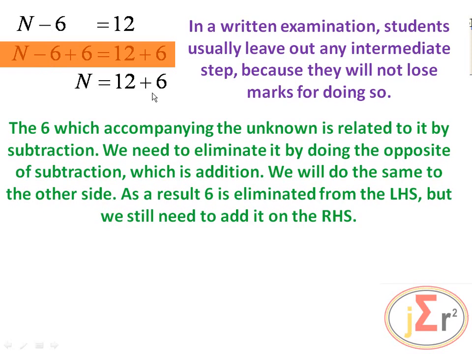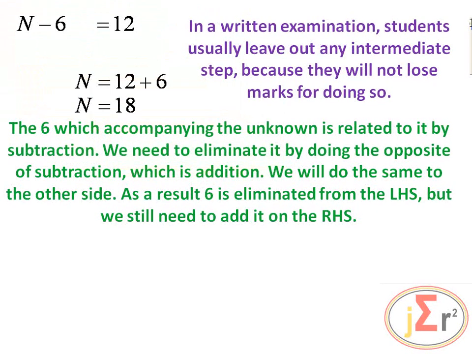That's not correct. The 6 which is accompanying the unknown is related to it by subtraction. We need to eliminate it by doing the opposite of subtraction, which is addition. We will do the same to the other side. As a result, 6 is eliminated from the left hand side, but we still need to add it on the right hand side. Or, because we have added it to the right hand side already, we still need to complete the addition process on the right hand side.